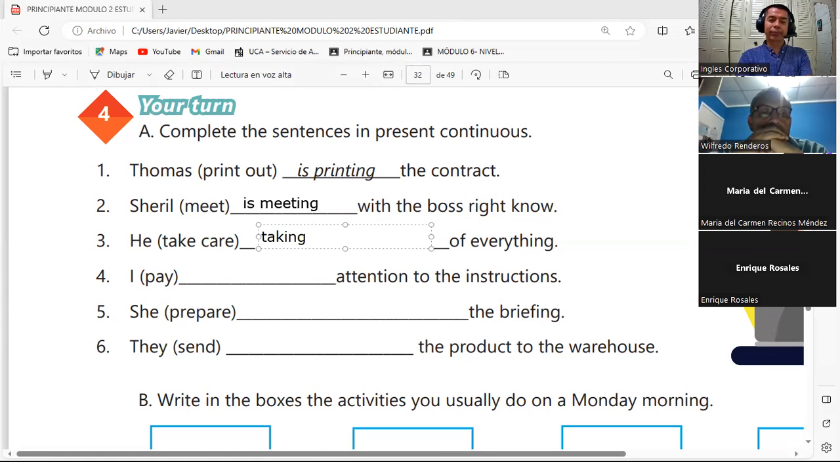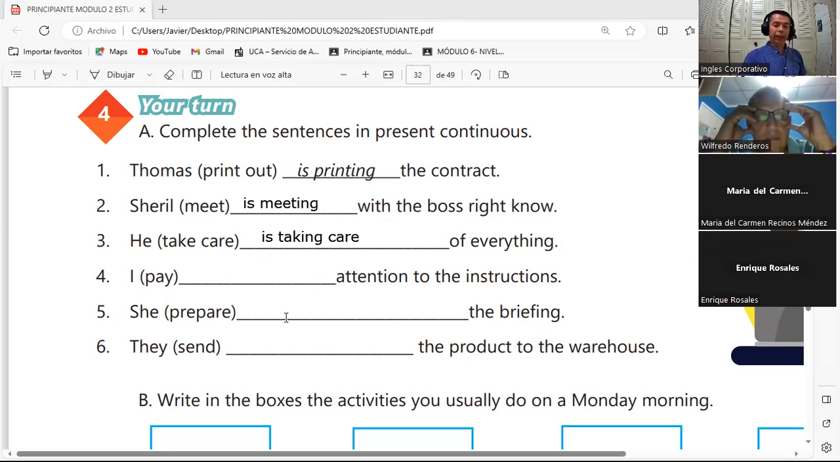He taking. ¿Será que nos falta algo aquí? He is taking care, right? He's taking care of everything. Yes, él se está tomando cuidado de todo. Okay, thank you. Thank you, Maria.